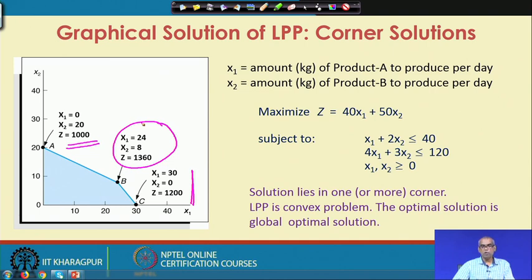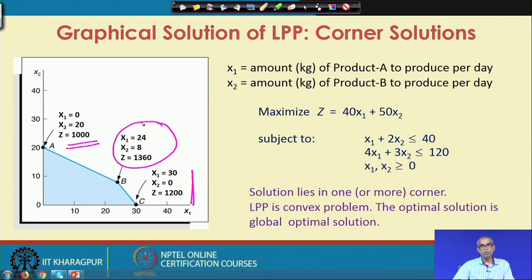The simplex method that we will talk about in the next class, so in the next week, is a very appropriate solution technique for such problems. There we will see that we do not have to visit each and every corner point, but just the minimum required number of corner points, so that you can get the optimal solution quickly. So, one thing we understand here is that the solution lies in one or more corner points.